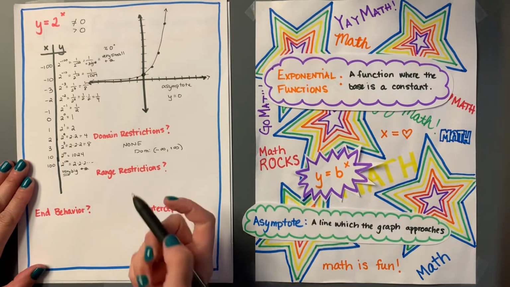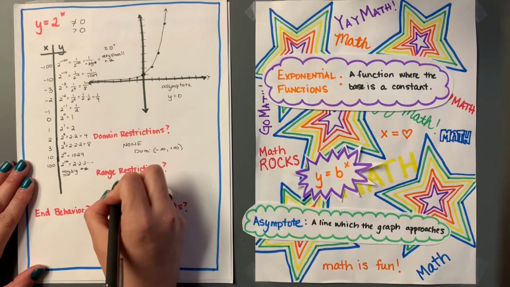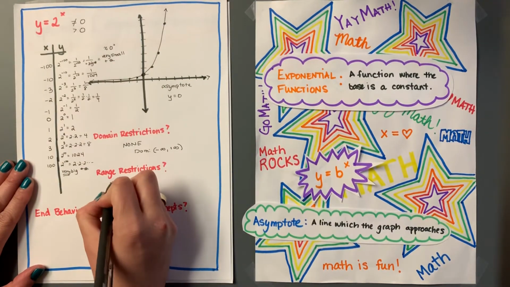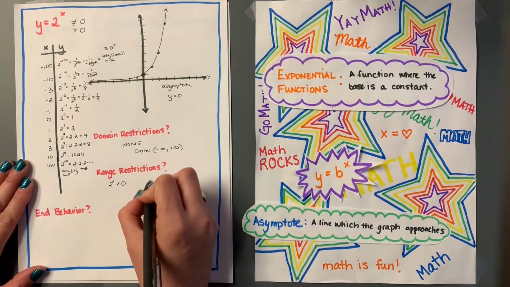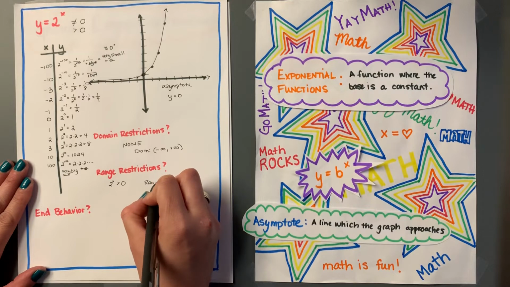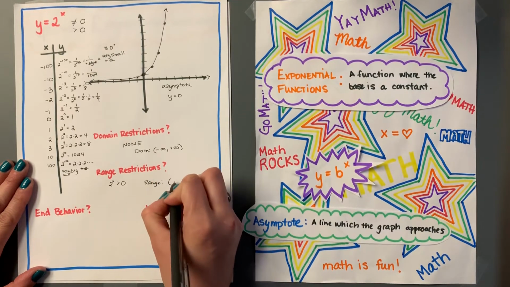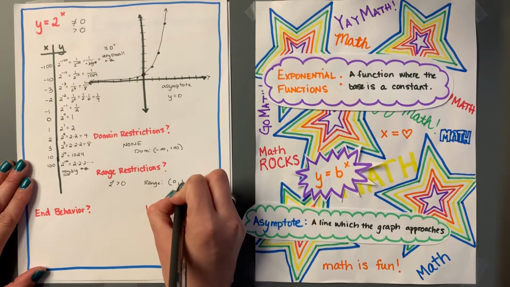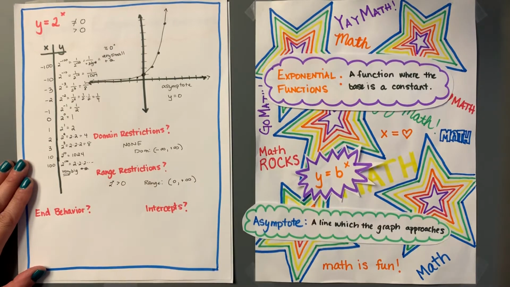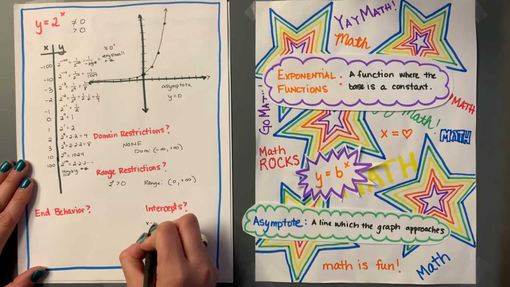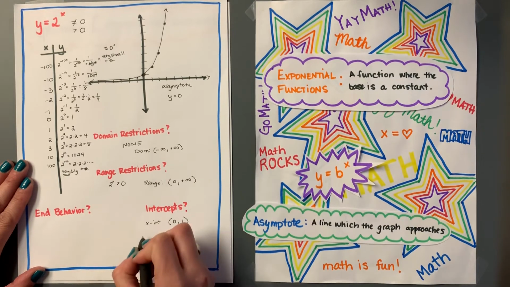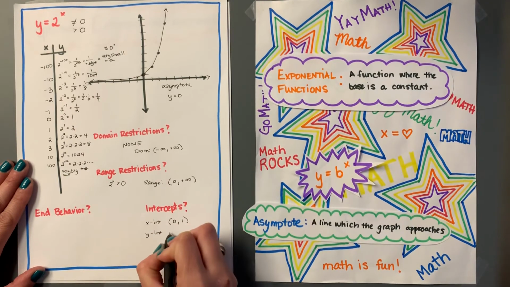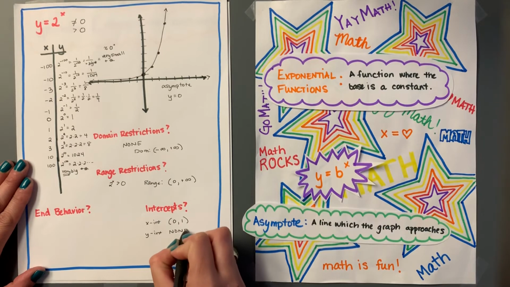In terms of our range restrictions, our function 2 to the x has to be positive. It can't be less than or equal to 0. So for our range, it is going to be a soft bracket 0 to positive infinity. The y-intercept we have is at 0, 1, and there is no x-intercept.